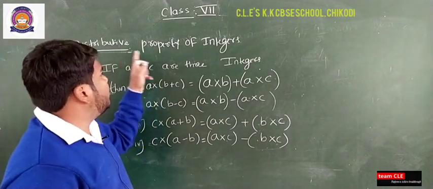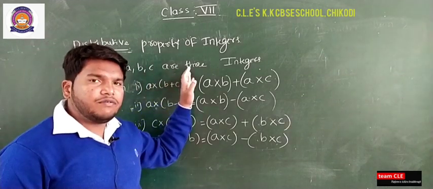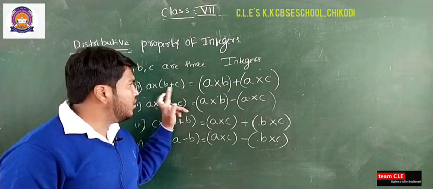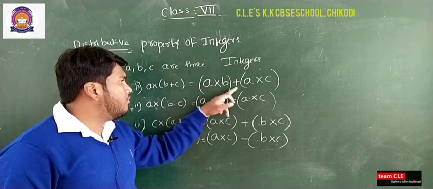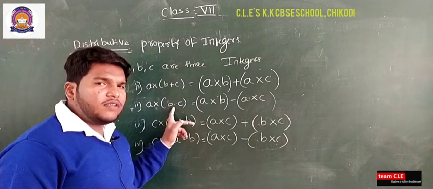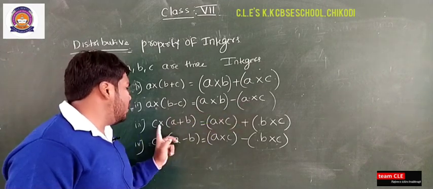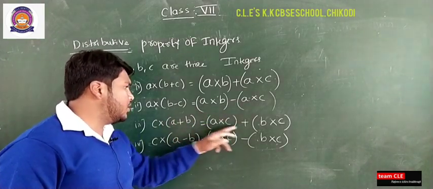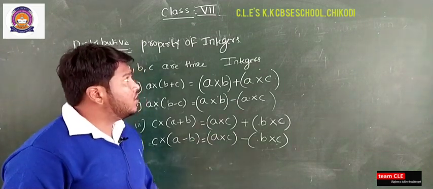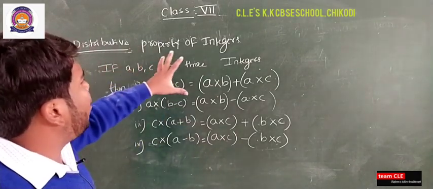First one, the distributive property of integers says, if a, b, c are three integers, then a into (b plus c) is equal to a into b plus a into c. So this is one scenario. One more scenario, a into (b minus c), which is the second case, is a into b minus a into c. Similarly, (a plus b) into c is a into c plus b into c, and (a minus b) into c is a into c minus b into c. So these are some of the theory part of the distributive property of integers.